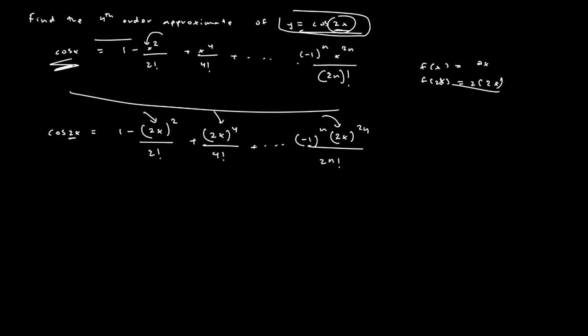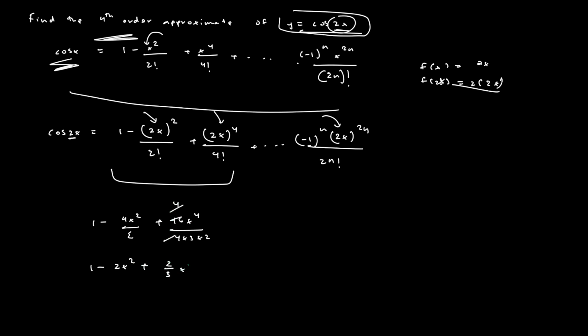The original problem said to find the fourth order approximate, so we just want to take these first three terms. We get 1 minus 4x squared divided by 2 plus 16x to the power 4 divided by 4 times 3 times 2. So 1 minus 2x squared plus, this becomes 4, and then we can cancel out a 2, so 2 over 3 times x to the power 4. So that's a quick way to find the polynomial approximate of cosine 2x. Now let's do one last problem.